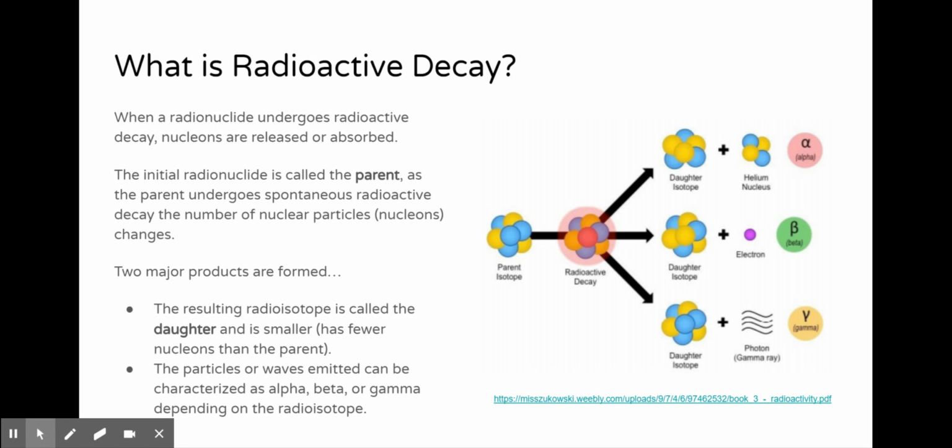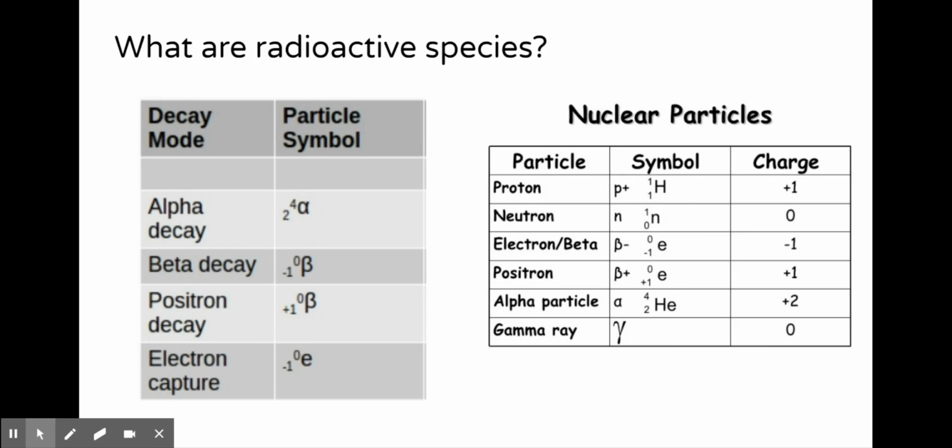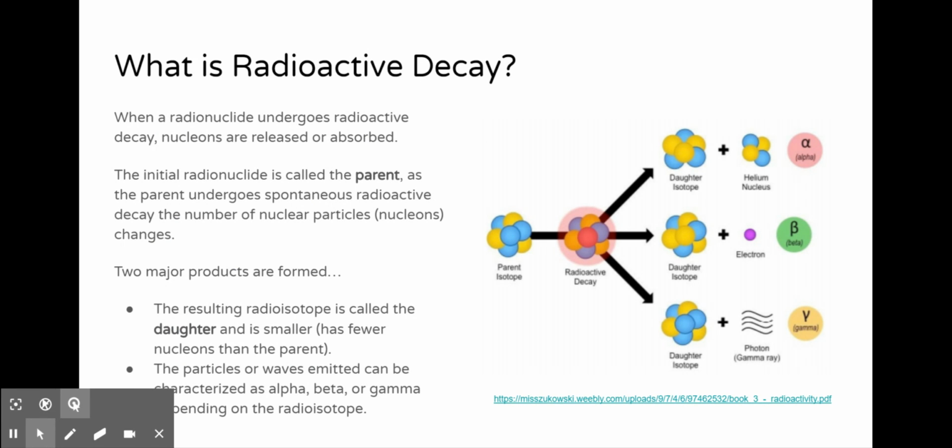When a radionuclide undergoes radioactive decay, nucleons are released or absorbed. The initial radionuclide is called the parent. As the parent undergoes spontaneous radioactive decay, the number of nuclear particles or nucleons changes. 2 major products are formed: a daughter isotope and either an alpha, a beta, or a gamma.